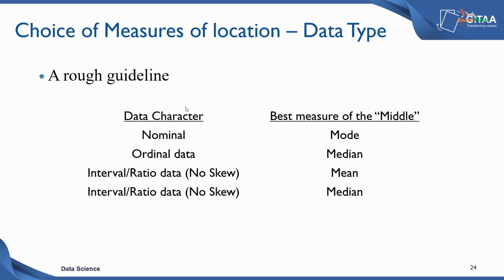of the middle. And if you have interval or ratio scale data which has a skew, as we had in the data that we looked at, the median is the best measure of the middle. As I said, this is a rough guideline. So you need to look at the kind of distribution of the data, which we will look at in the shape of data, before you can actually decide on the best measure of the middle.